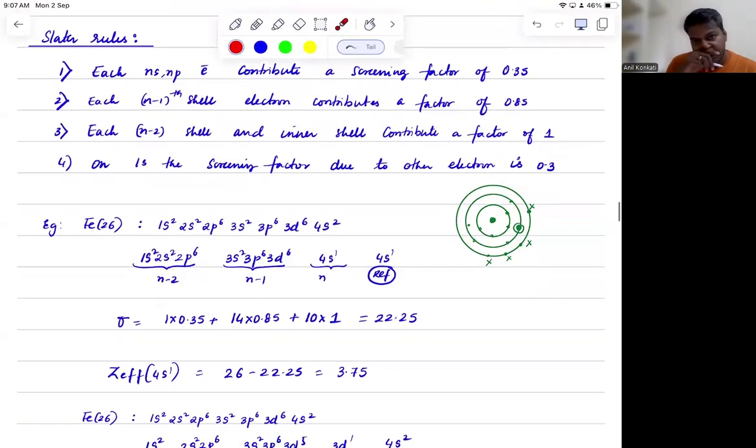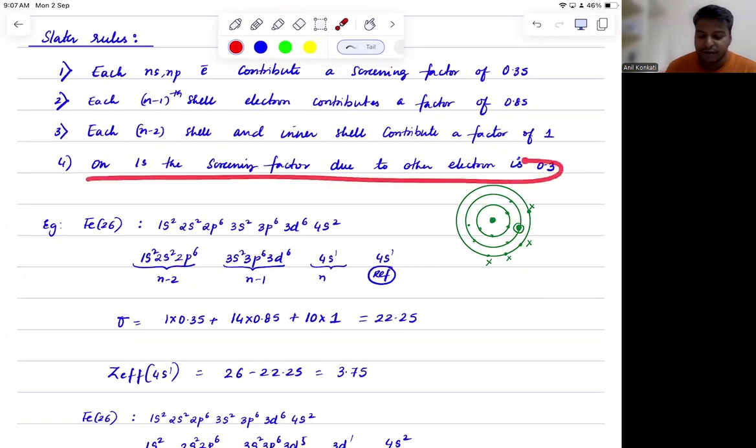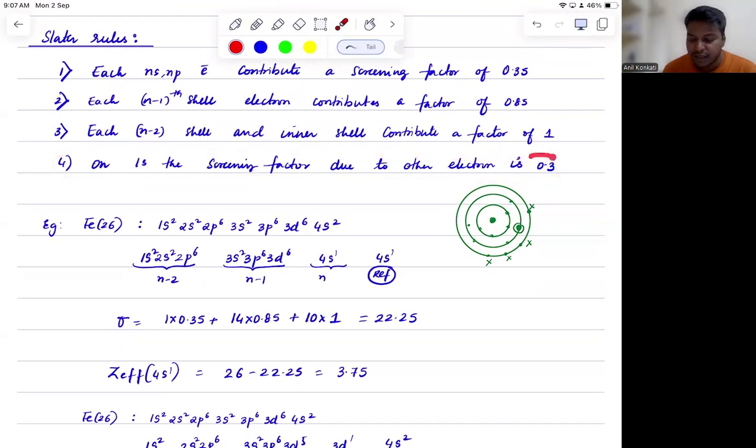And if you are identifying the screening factor only for the first orbit, in the first orbit you will have a maximum of 2 electrons. The other electron will shield by 0.3 units. That's it. This last statement is only valid when you are checking the Z effective on the 1s electron. Mainly remember the first three rules. First three rules, how it is Z effective.